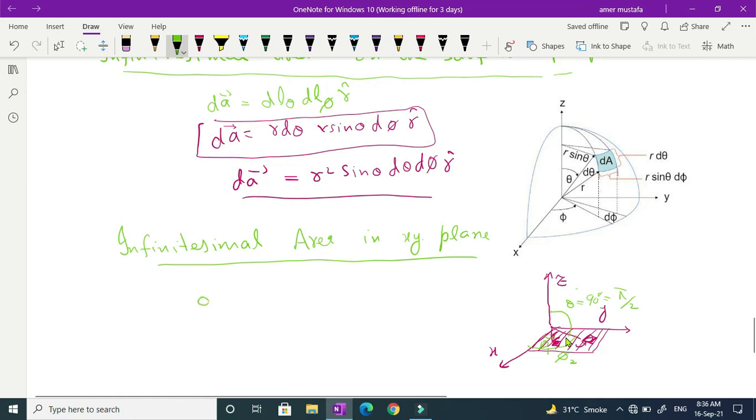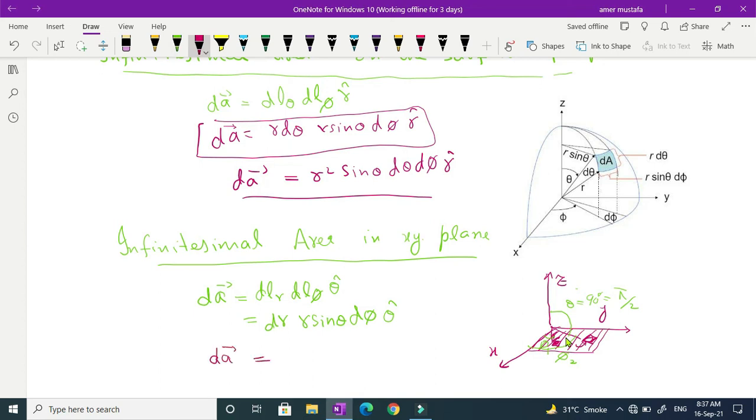So the infinitesimal area dA is the product of these two lengths for which coordinates change, dLr multiplied by dL phi, and its direction is along theta cap. dLr you know is equal to dr, and dl phi is equal to r sine theta d phi, and the infinitesimal area will be equal to r sine theta dr d phi theta cap.